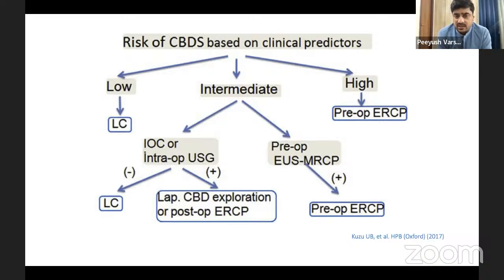If there is an intermediate risk category and there is a facility of intraoperative cholangiogram or intraoperative ultrasound, then it should be done. And if it is not available, then a laparoscopic CBD exploration or a post-op ERCP may be recommended. But most common is a pre-operative evaluation with endoscopic ultrasound or MRCP, followed by pre-operative ERCP. That is the most common pathway that is being followed. And if there is a high risk, then obviously the recommendation is to get a pre-operative ERCP.